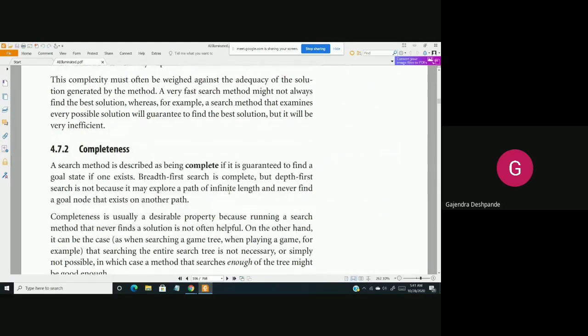So that's what I'm saying: industries often look for good enough solutions, not the best solution. If you are getting a solution in a reasonably acceptable amount of time, then yes, that is fine.